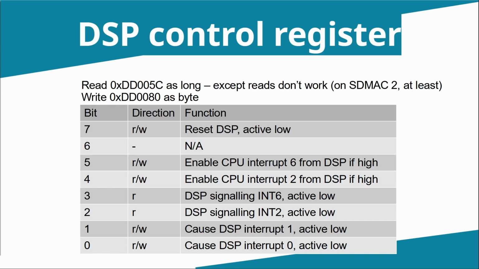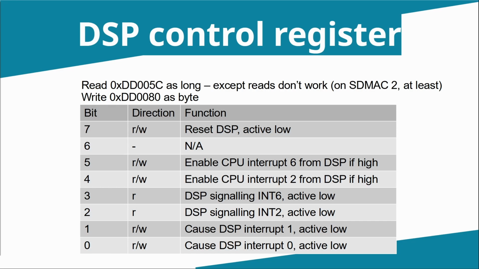But there's a further caveat. There's no point in trying to read the control register, certainly on using a Super DMAC version 2, because it simply doesn't work. The DMAC version 2 isn't set up to be able to store the control register bits that we'll come on to in a moment. So really, reading is a bit of a red herring. All we could do is write to this control register and know that it's working properly.